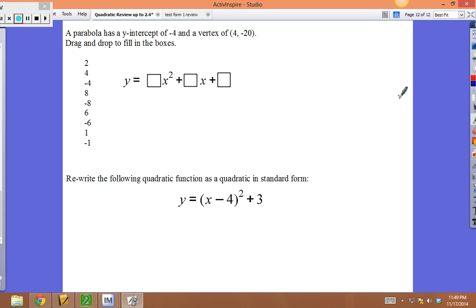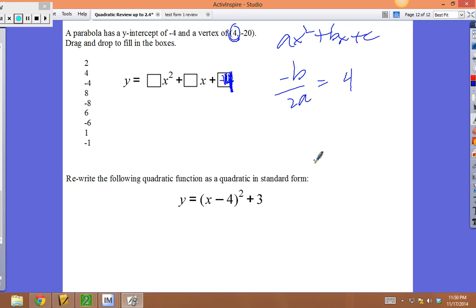Alright, last page. A parabola has a y-intercept of negative 4 and a vertex of (4, negative 20). Drag and drop. Well, this is like ax squared plus bx plus c. So this guy's got to be negative 4. So I'm going to drag and drop the negative 4 to right here. Okay, now, this is my line of symmetry. My line of symmetry's got to be 4. So negative b over 2 times a has to be 4.